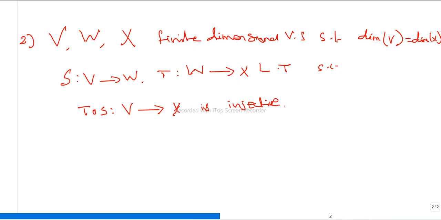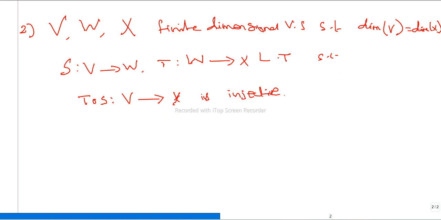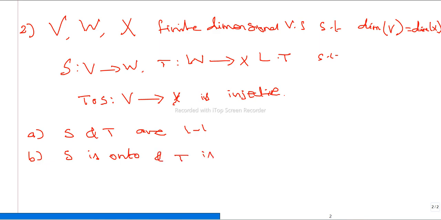These are all hypotheses. Now which of the following is true? Suppose the first option is that S and T are both 1-1, injective. The second option is that S is onto and T is 1-1. So S is an onto linear transformation and T is a 1-1 linear transformation, and then both are 1-1. So both are onto.